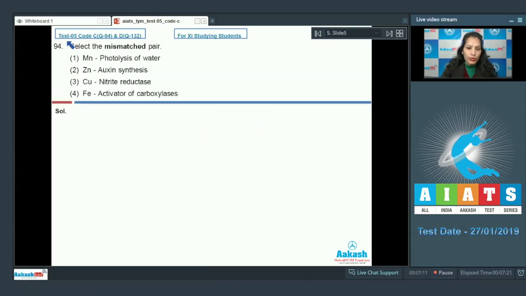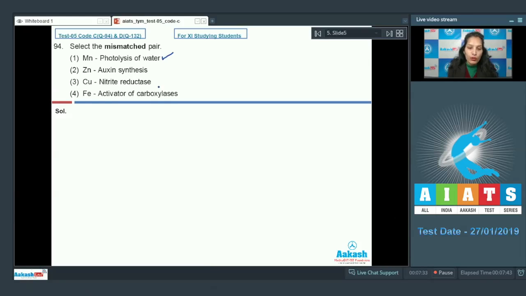Question number 94. Select the mismatched pair. First option manganese, photolysis of water. Second, zinc, oxygen synthesis. Third, copper, nitrite reductase. Fourth, iron, activator of carboxylases. First option manganese, photolysis of water. This is a correctly matched pair.